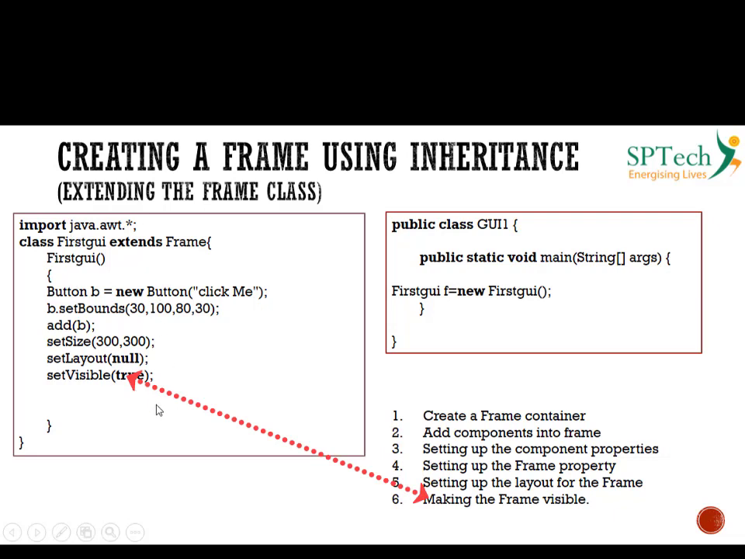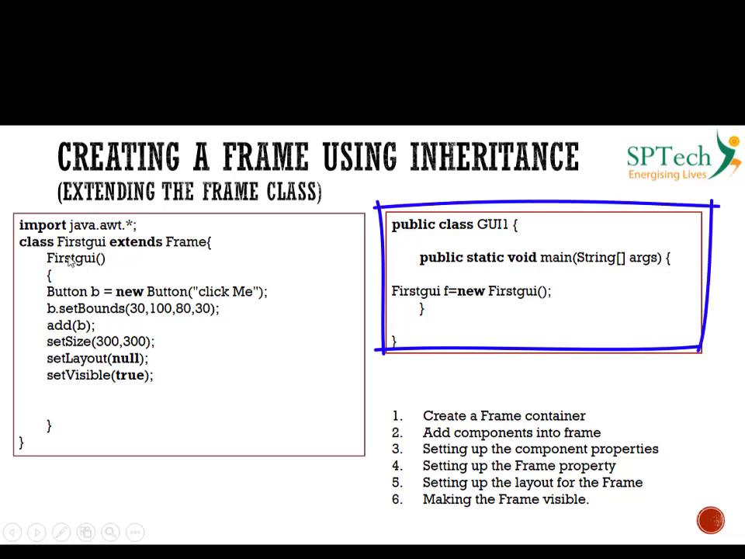Once I am done with the definition of this class, I come to the main class which has the main method, and I am going to create an object of this class first GUI. We all know how to create the object. So I say first GUI f is equal to new first GUI, where f is an object of this class. Once I create an object, you know that the constructor is called. When the constructor is called, all these statements get executed within the constructor, and you get a frame with the button object inside that.